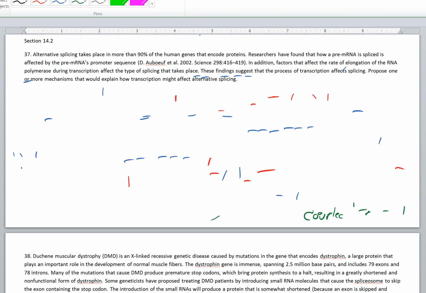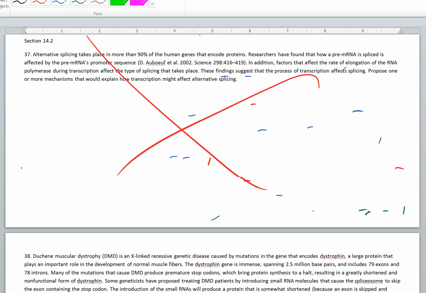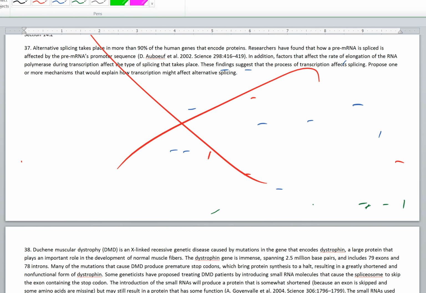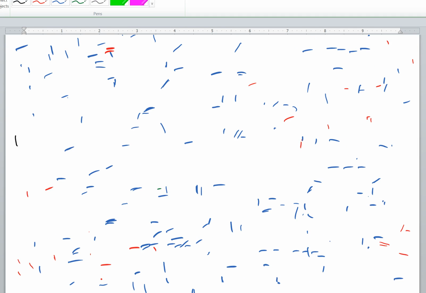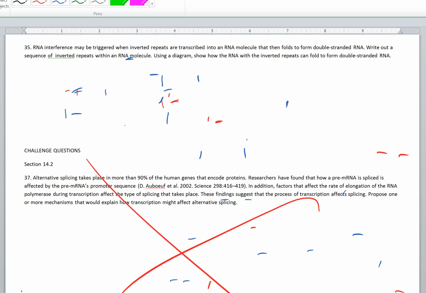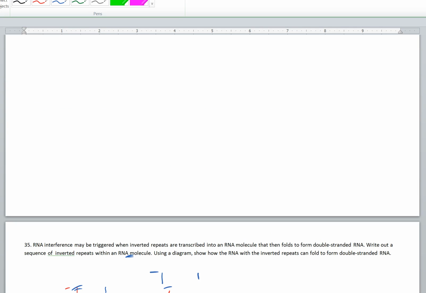Alright, we've got this thing going on again. Alright, so alternative splicing takes place in more than 90% of human genes. Researchers have found that how a pre-RNA is spliced is affected by the precursor's promoter sequence. I thought I deleted this question. Don't worry about that one. In fact, I don't think we have to worry about any more of these. Especially since I don't know how the heck that happens. It's just some kind of random thing going on. So let's call it.